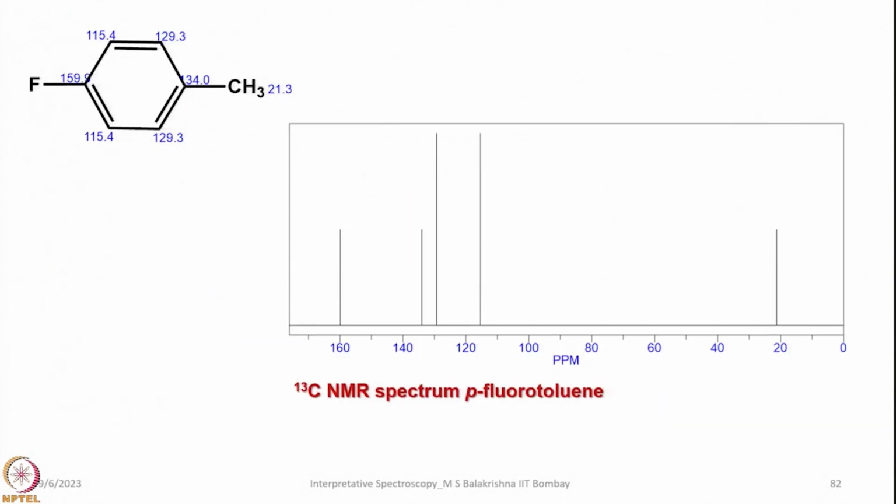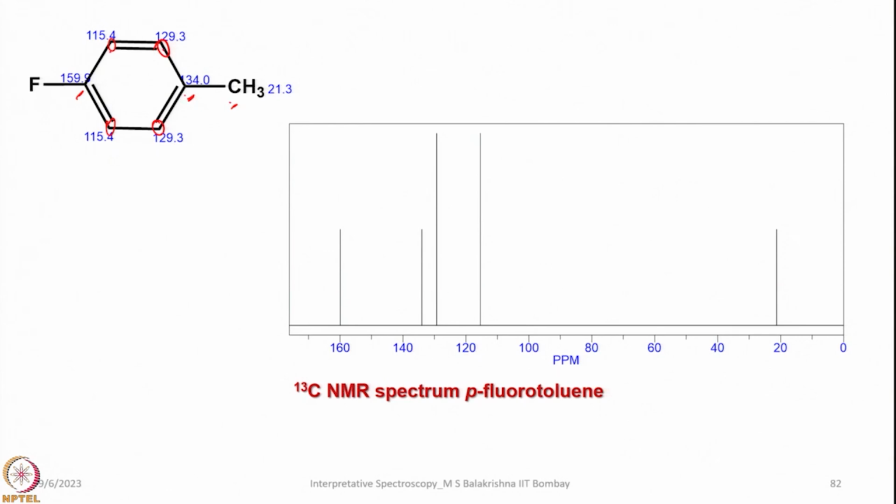One example is shown here. We have a fluoro group at the para position. So, it is parafluorotoluene, and if you look into this molecule, this one and this one are identical, and this one and this one are identical. This is unique, this is unique, and this is unique. So, that means 1, 2, 3, 4, 5 peaks should be there. And we have here 1, 2, 3, 4, 5 signals.